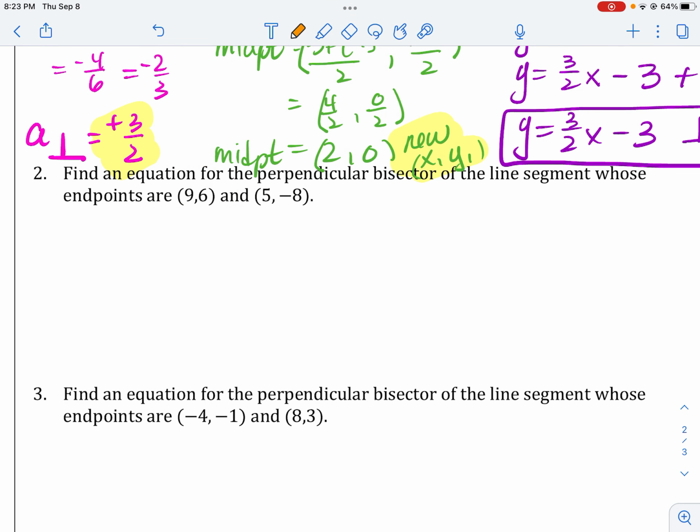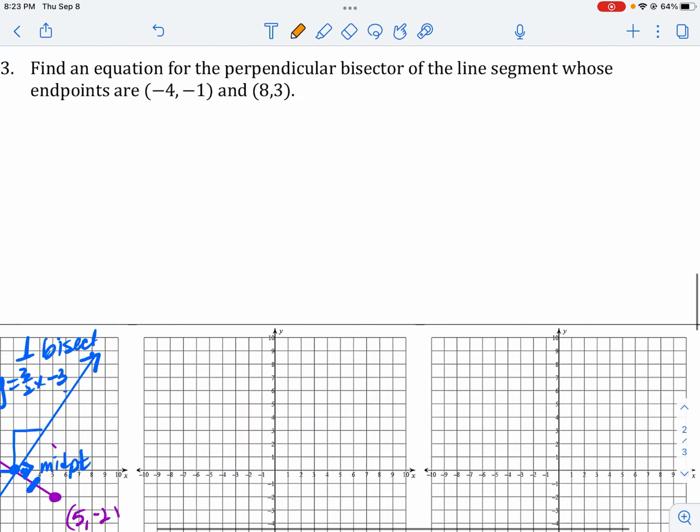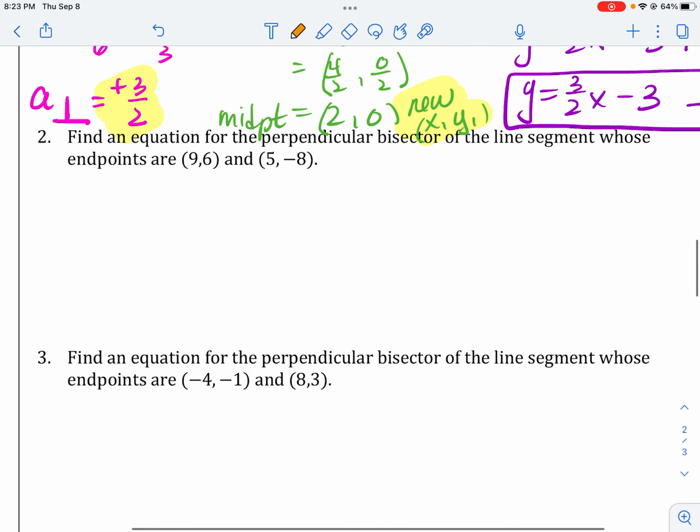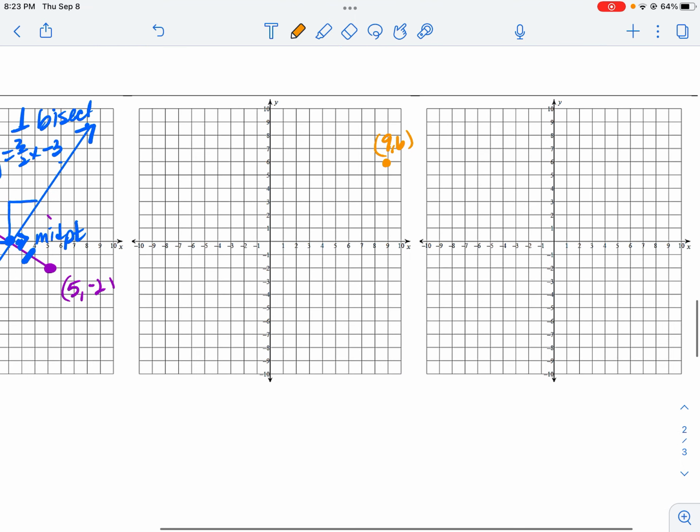We'll start with graphing our points. 9, 6: over 9, up 6. Here's one. And the other one is 5, -8. We talked about ways to find the midpoint from this.